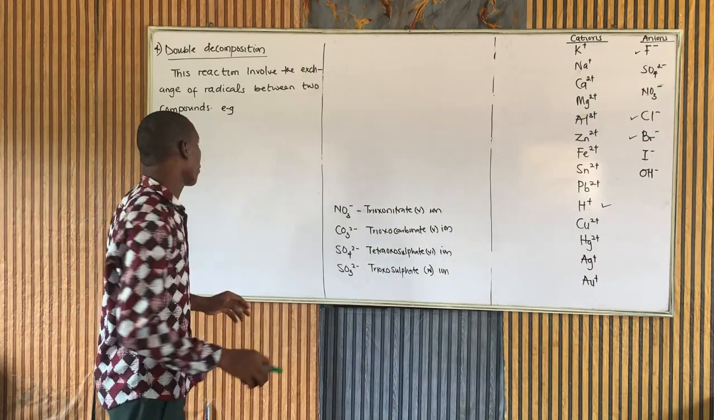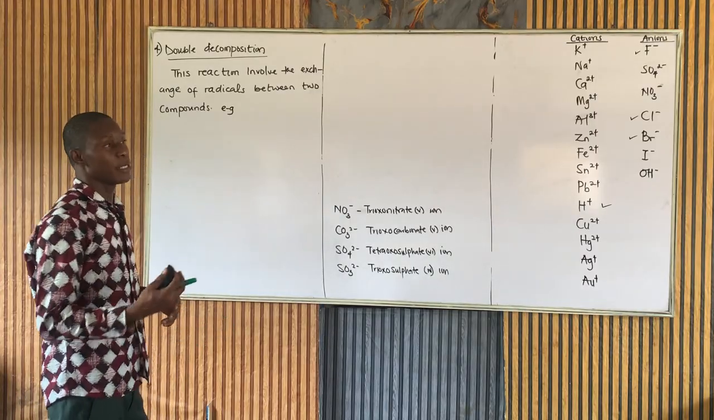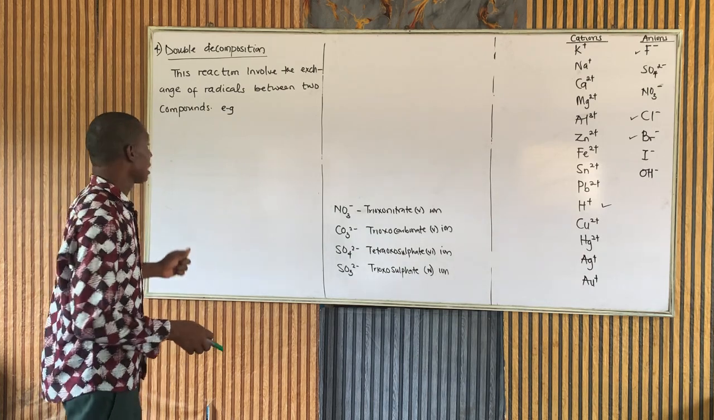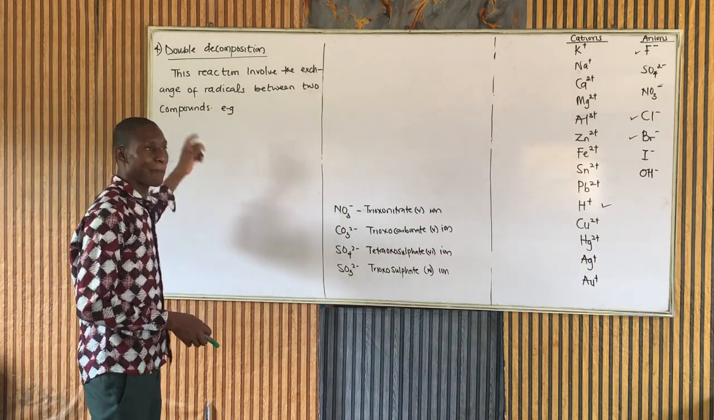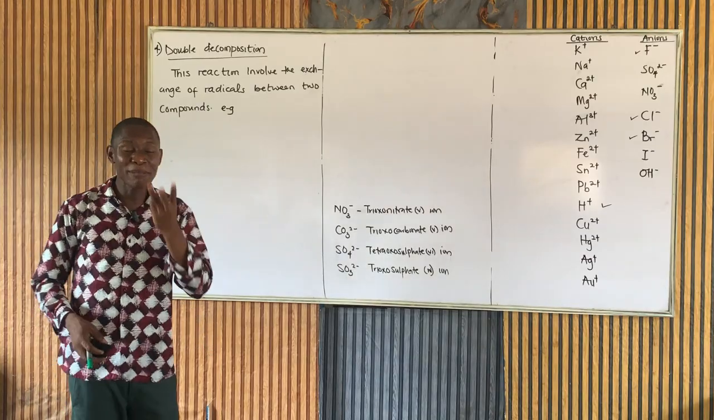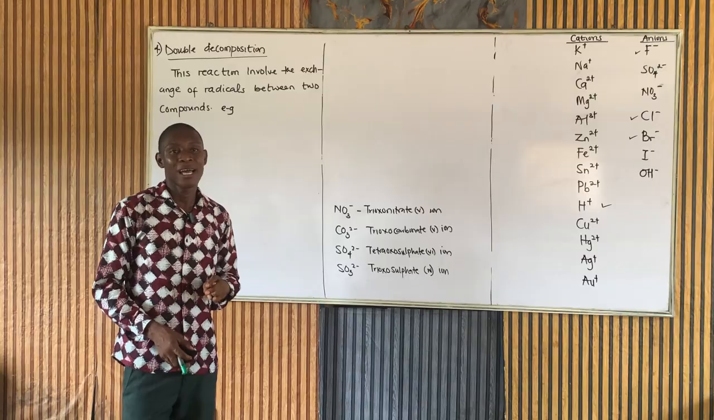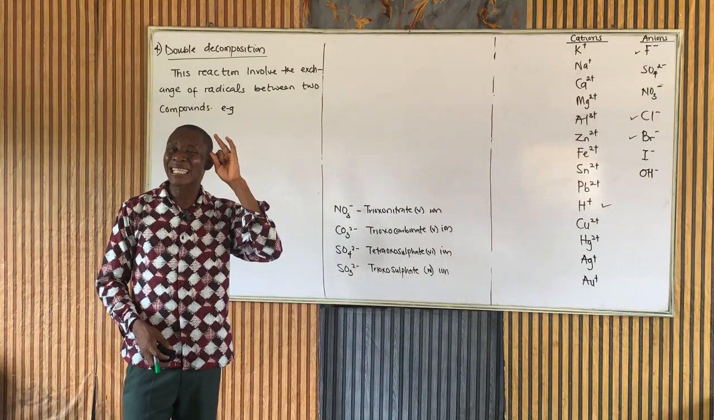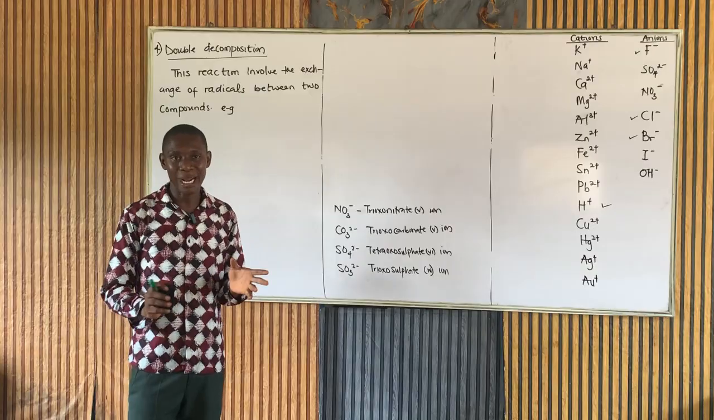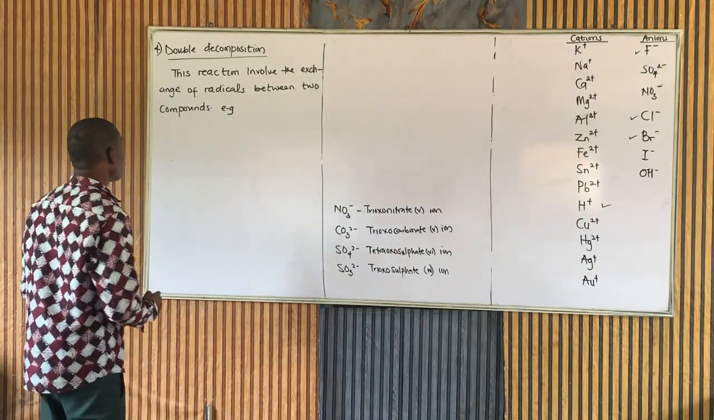Okay, so we're looking at the very fourth one now, the double decomposition. This reaction simply involves the exchange of radical. This is another very important type of reaction. You need the knowledge of this. The knowledge of the displacement reaction, the knowledge of the double decomposition reaction are important types of reaction you need to know in order to write a chemical equation. Okay, now take note now.